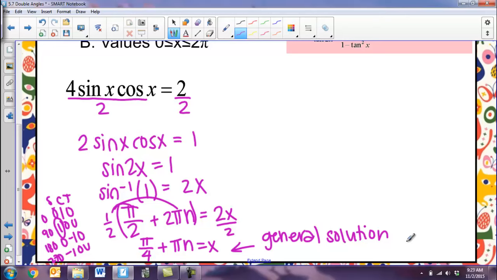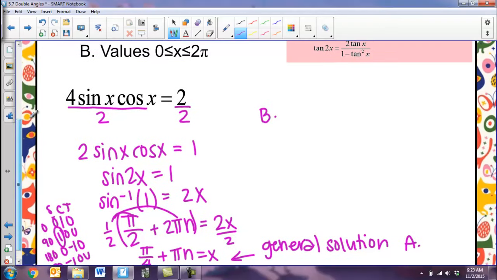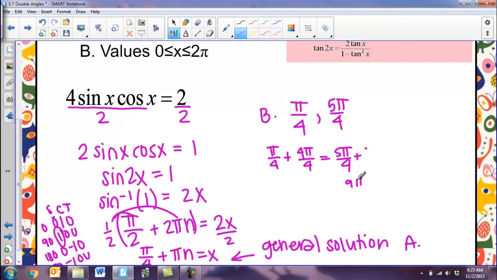Okay, so that was part A. Part B asks me to find all the values on this range from 0 to 2 pi. So if I look at my general solution, I already have a positive value. I have pi over 4. Okay, if I went ahead and I said to add pi to this guy, if I had pi over 4 plus pi, which is the same thing as 4 pi over 4, that would get me 5 pi over 4. And that is still in that range. Okay, if I went ahead and I added another pi to that, I would get 9 pi over 4. And that is outside of my range of 0 to 2 pi.